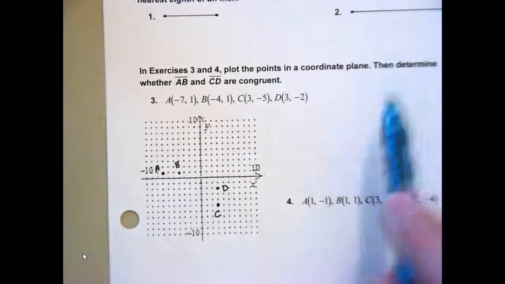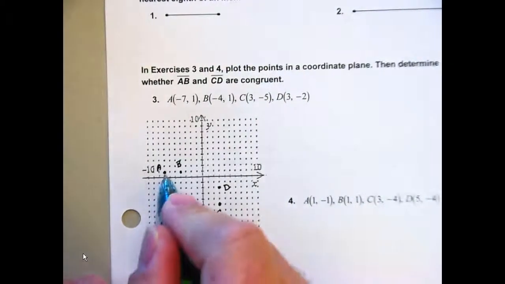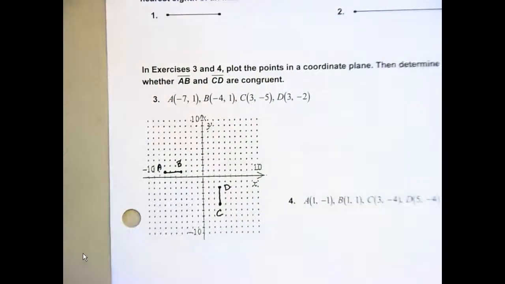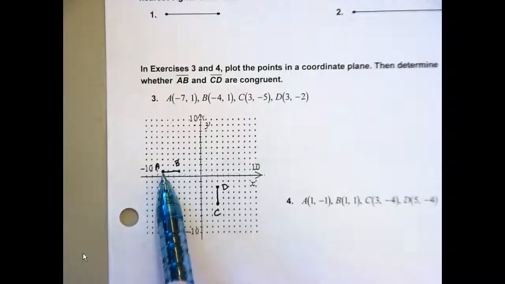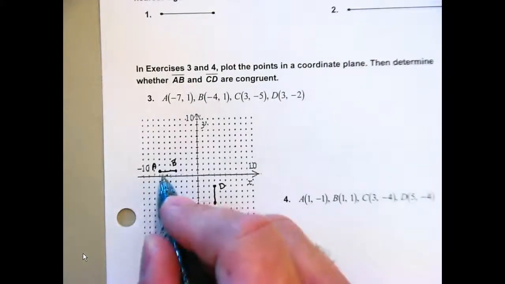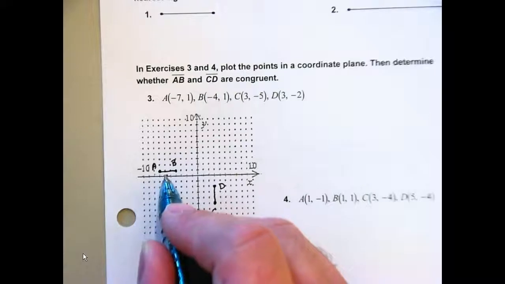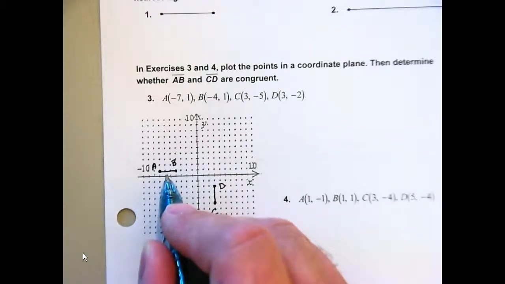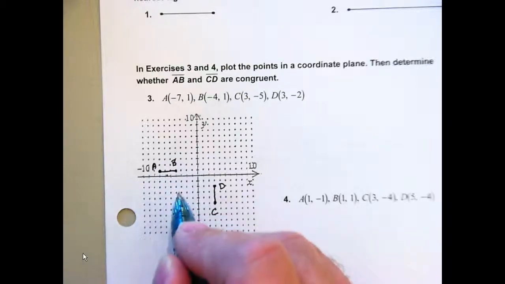Plot the points in the coordinate plane and determine if AB, so connecting AB, is congruent to CD. Straight lines, if they're horizontal or vertical lines, it's easy to find the distance. We just count them up, right? What's this length? 4? Yeah? For sure? Think so?